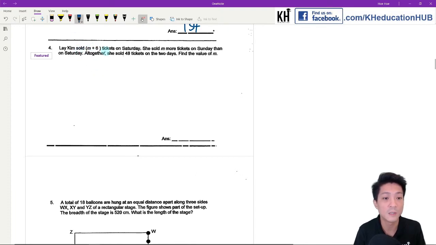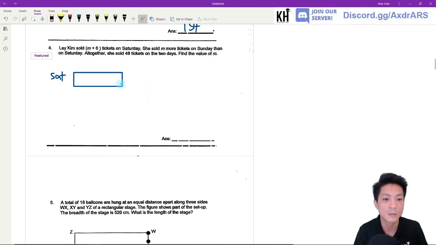Question 4. Lei Kim sold M plus 6 tickets on Saturday. She sold M more tickets on Sunday than on Saturday. Together, she sold 48 tickets on the 2 days. Find the value of M. Okay, so in this question, I'm gonna draw a model for Saturday. I'm gonna draw a shape like this, which is going to be cut into 2 parts. This block is gonna represent M. This block is gonna represent 6.